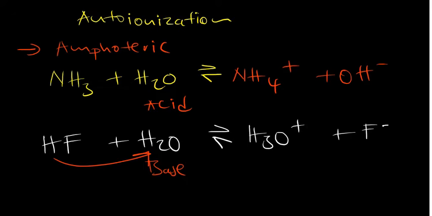This is already an indication that water is able to act as both an acid and a base, depending on what it is being reacted with. If you add a base to water, water acts as an acid. If you add an acid to water, it acts as a base. With that understanding, it is also possible that water can react with itself to produce both the hydroxide and the hydronium ion.